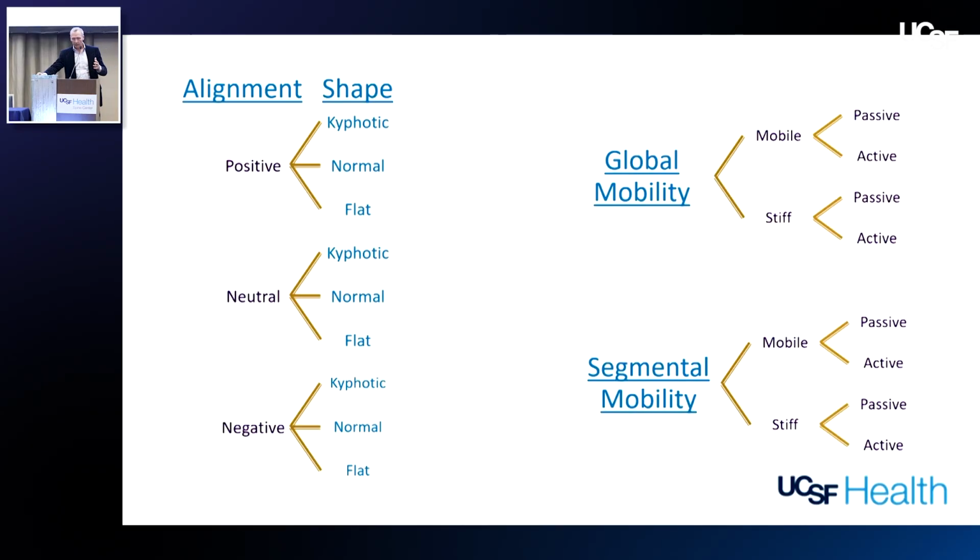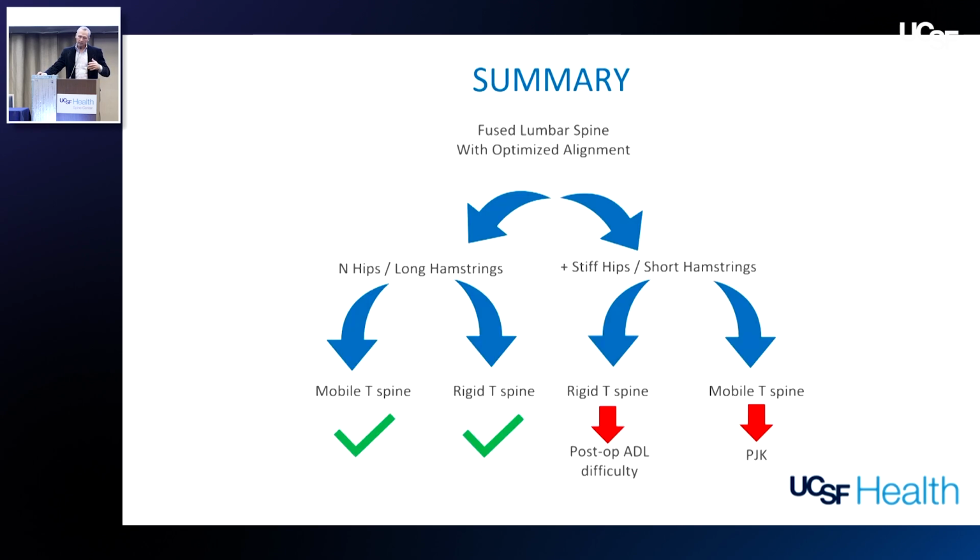I think about shape: kyphotic, normal or neutral, and flat. Are they balanced: positive, neutral, or negative? And then I think about global mobility, and I think about segmental mobility. And I'm trying to come up with which category patients are at higher risk. So if you've got short hamstrings in the hip, you've got a mobile T-spine, you're probably going to get PJK. But then if you have extreme weakness, you're going to get PJK as well.